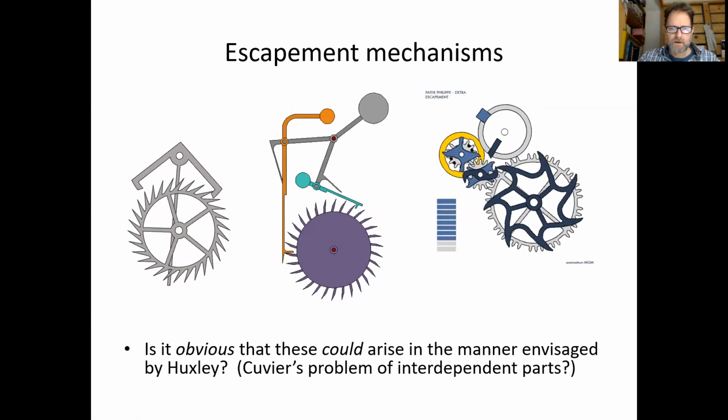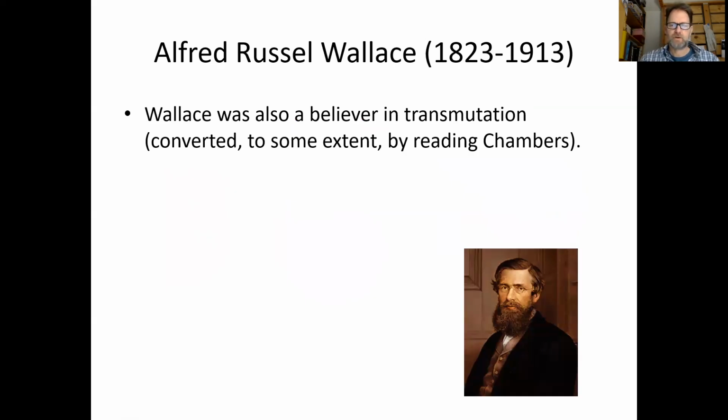Okay. All right, now let's move on then to Wallace. Now we haven't left Darwin, but I just want to talk about some of the other people at the same time. So Wallace was also a believer in transmutation. And even though the scientists generally trashed Chambers, Wallace thought there was obviously something right about what he was saying, despite the scientific mistakes.